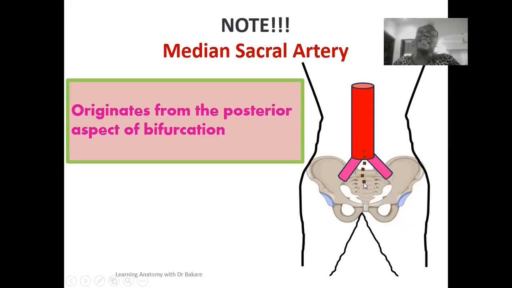This median sacral artery, from the name median, it means its emergence is along the midline plane, and sacral because it's directed towards the sacrum. And of course, it is an artery. So we have this median sacral artery, of course, providing oxygen and nutrients to structures that are located around this region, including the sacrum and also the coccyx. So this is another emergence that is important for us to highlight around the bifurcation of the aorta.